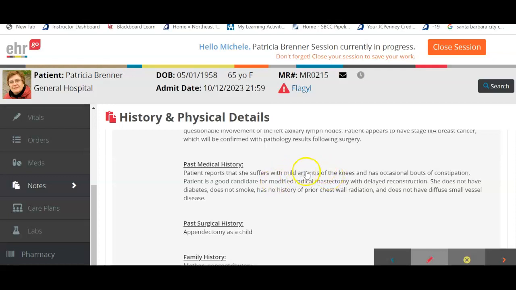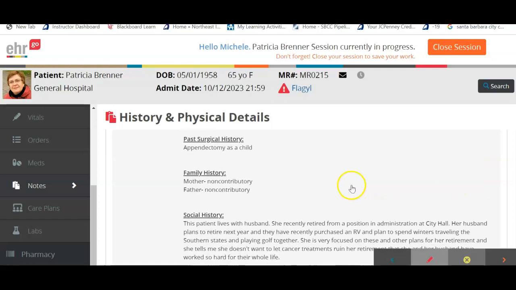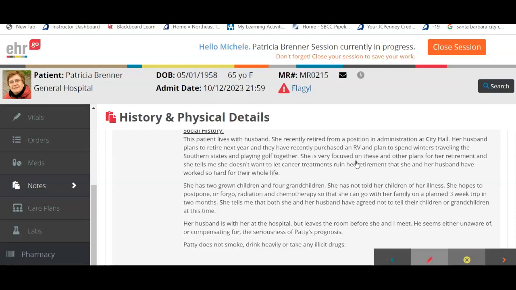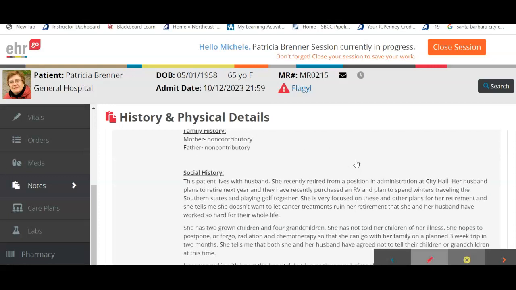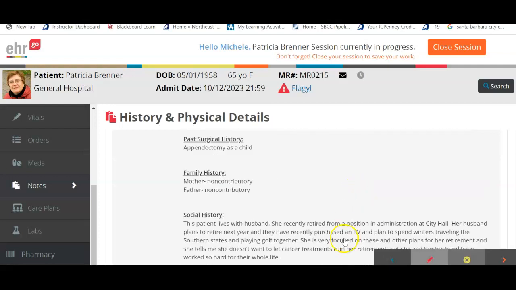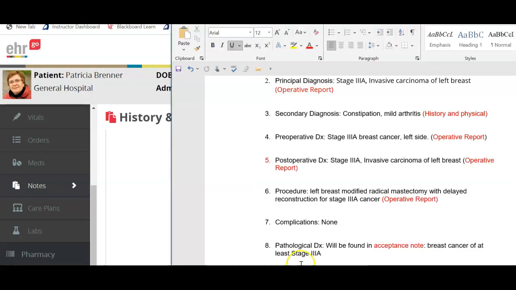If you have nothing for secondary diagnosis, I am totally fine with that. Once again, are they being treated for the arthritis? Are they being treated for the constipation? No. The only thing this patient is being treated for this admission is the breast cancer. So if you have nothing for secondary diagnosis, I am 100% fine with that. When we do coding in the spring, we will not be coding the mild arthritis of the knees because it's not pertinent to this admission. Neither is the constipation.